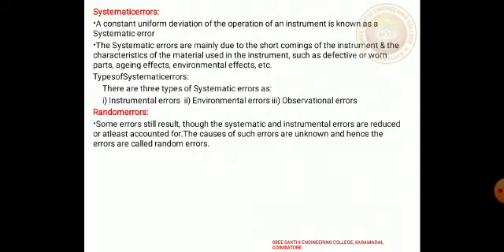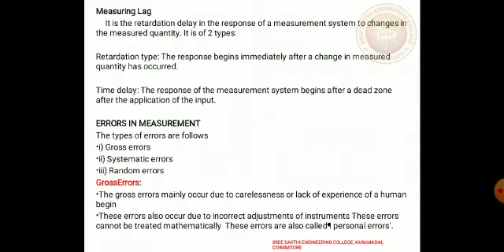Next topic, we discuss errors in measurement. Basically, error is the difference between the actual value and the output value. Errors can be of three types: gross error, systematic error, and random error. Gross errors mainly occur due to carelessness or lack of experience of a human being. These errors also occur due to incorrect adjustment of instruments. These errors cannot be treated mathematically. These errors are also called personal errors.